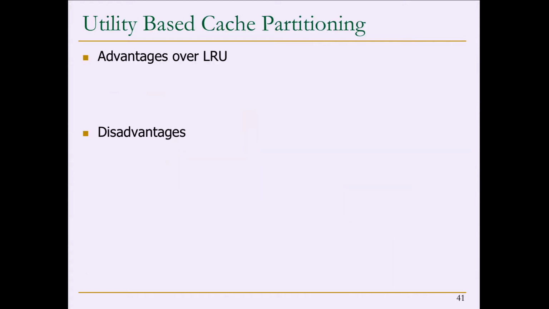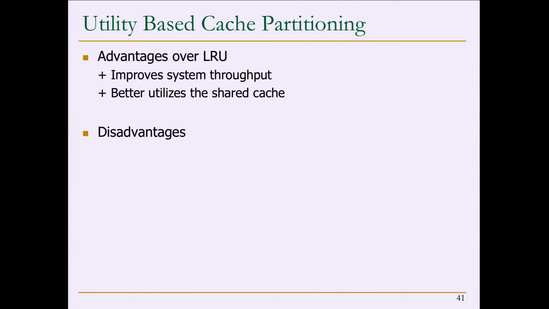Okay, let's look at advantages and disadvantages over LRU of this approach. I think we've talked enough about utility-based cache partitioning. Clearly, we improve system throughput compared to LRU. You better utilize the shared cache. Disadvantages, well, we have not talked about fairness and quality of service. Maybe this is a limitation. It's not designed for fairness and quality of service, right?